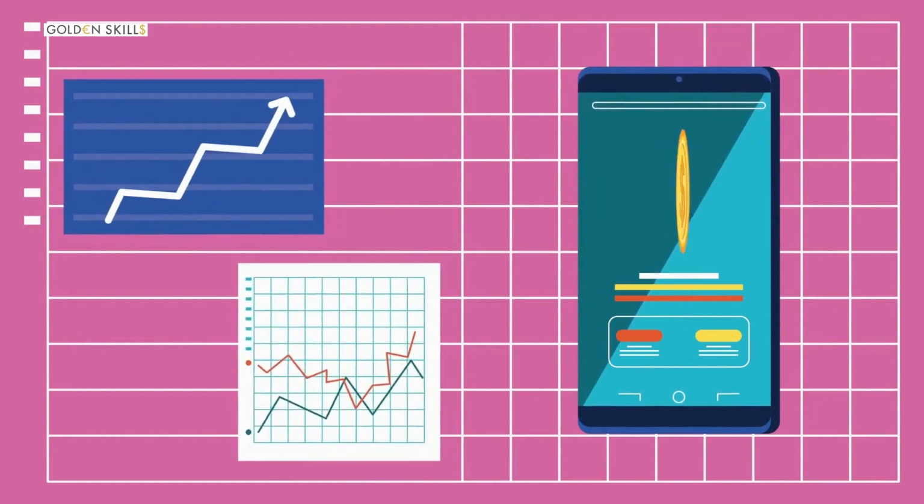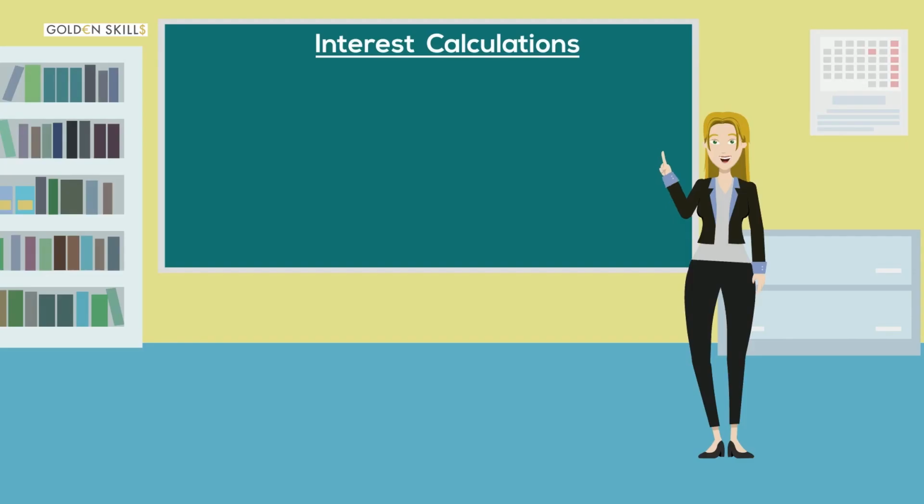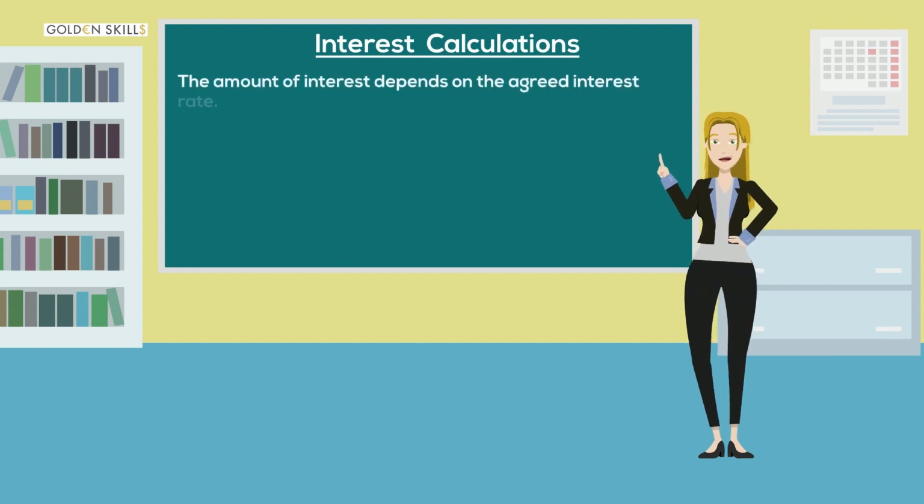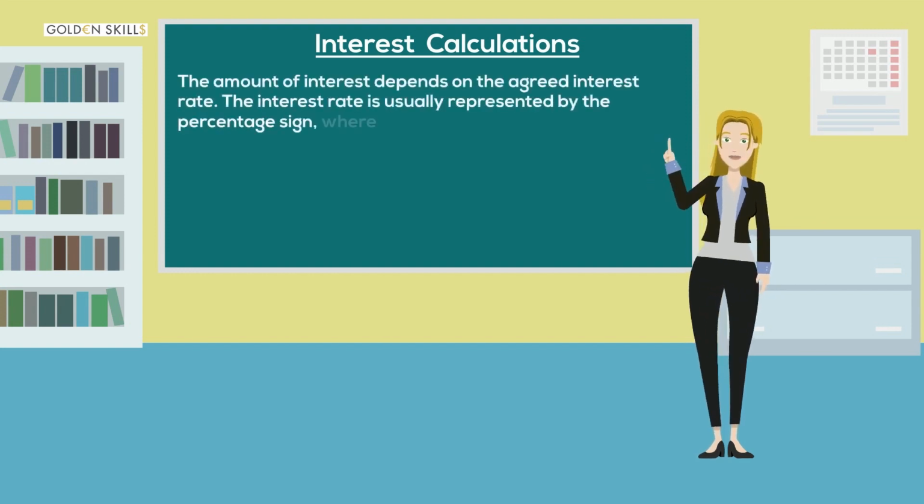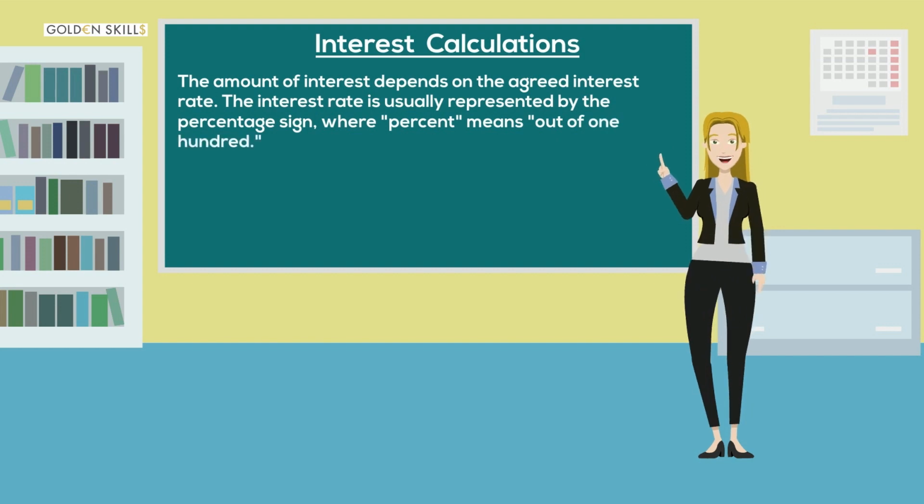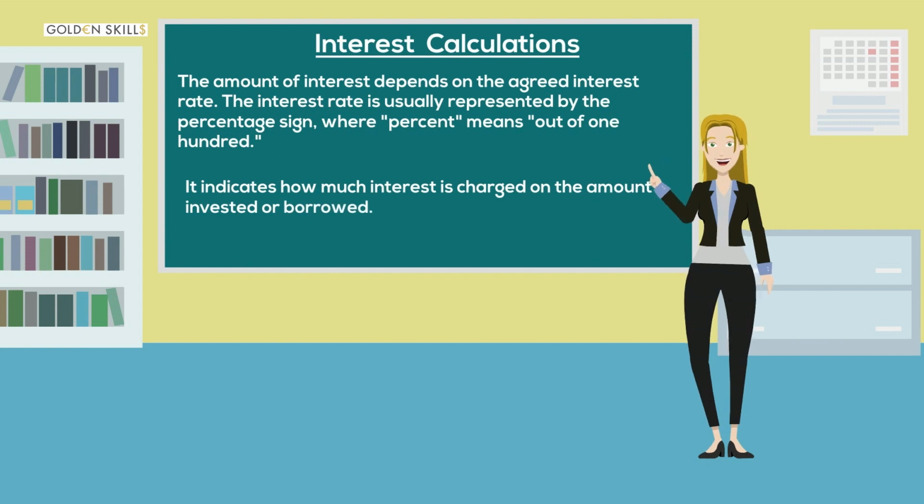Interest is the price you pay for borrowing money. The amount of interest depends on the agreed interest rate. The interest rate is usually represented by the percentage sign, where percent means out of 100. It indicates how much interest is charged on the amount invested or borrowed.